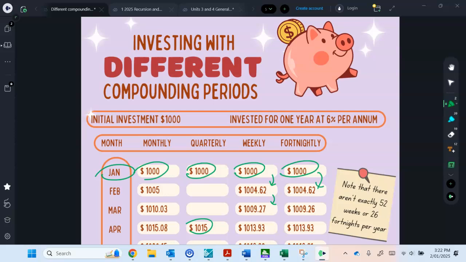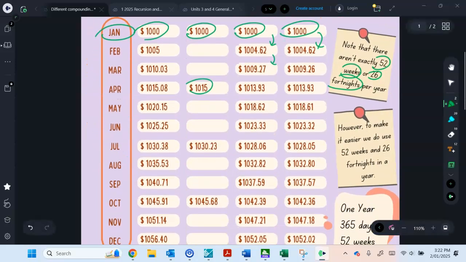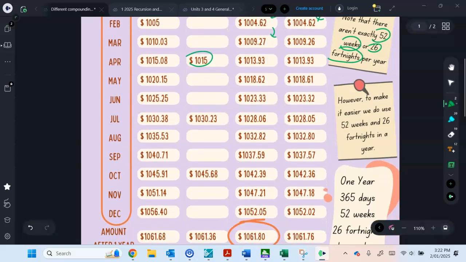Now, there isn't exactly 4 weeks in a month, and there's not exactly 2 fortnights in a month, and there's not exactly 52 weeks in a year or 26 fortnights in a year. But in general maths, we work off those two values. So 52 weeks in a year and 26 fortnights in a year. So don't go being fancy and saying it's 52 point blah blah blah, just 52 weeks, 26 fortnights. Now if I just scroll down, that's what I wrote in the next one.